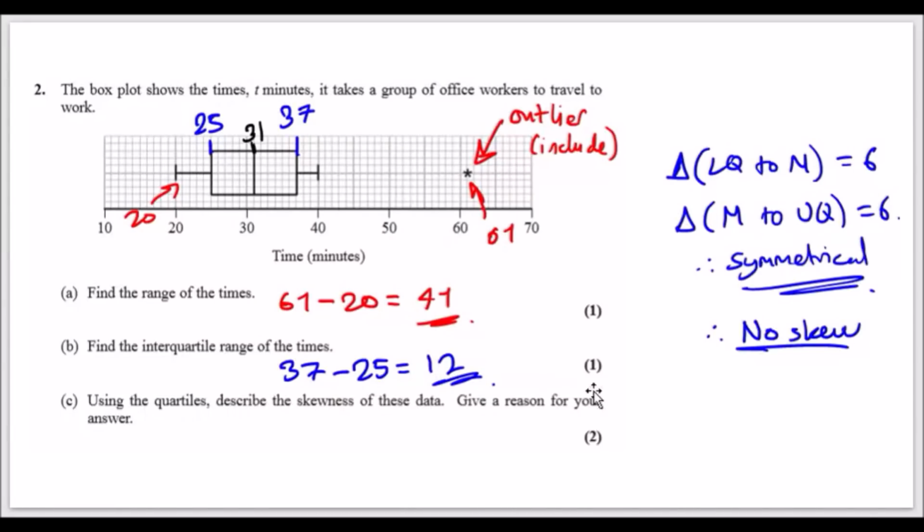Give a reason. To describe skewness, you just have to look at the shape and ask yourself, how close is the median to the lower and upper quartile? What I did here is I found the difference between the lower quartile and the median, which was 6, 31 take away 25, and the difference between the median and the upper quartile, the right side, which was 6. If you get the same result, it is symmetrical. Otherwise, if the upper difference was greater than the lower, it will be positively skewed, and if it was the other direction, it will be negatively skewed. But we'll get to that when we get to that. So this is simply no skew.